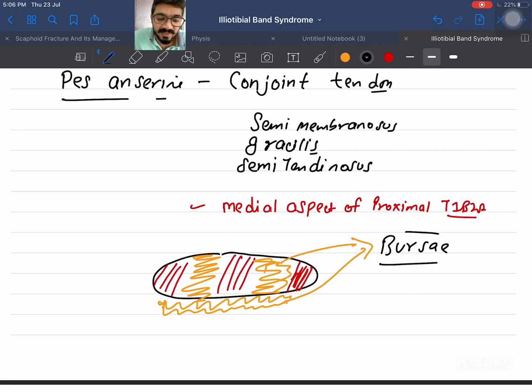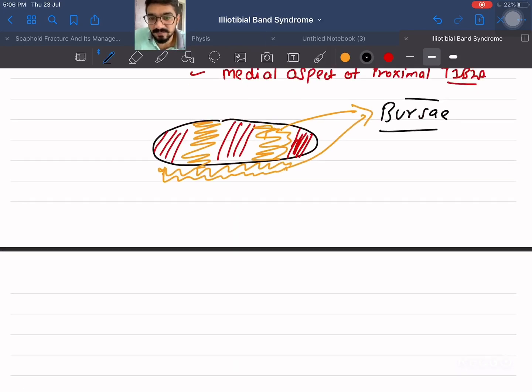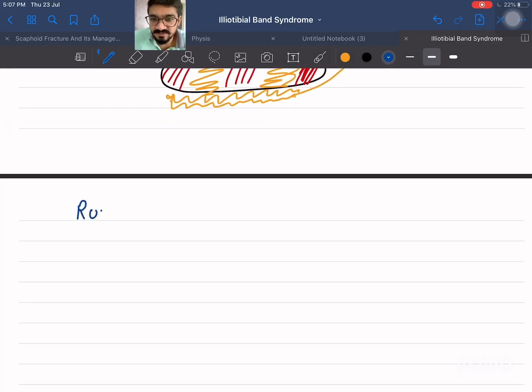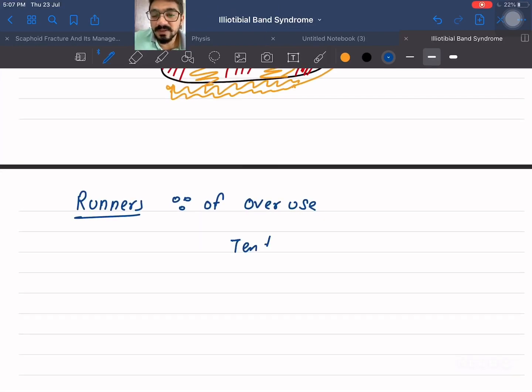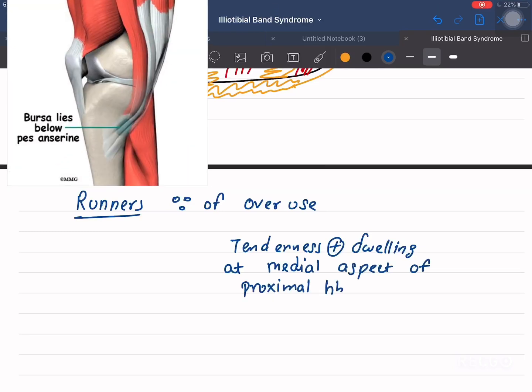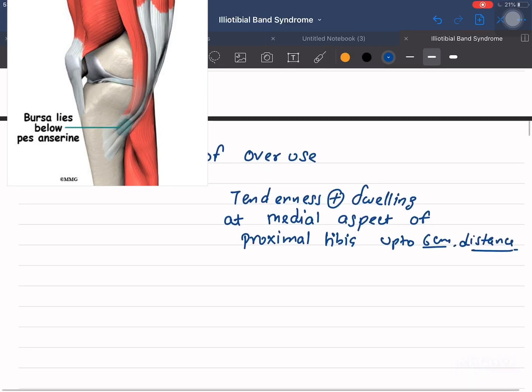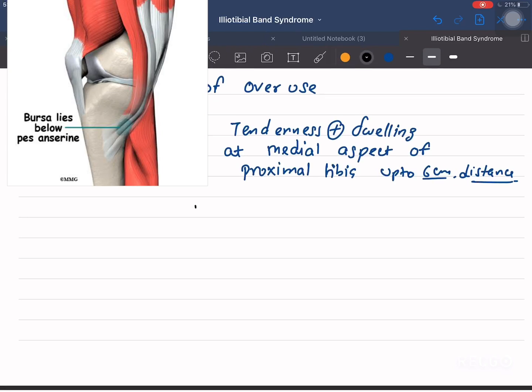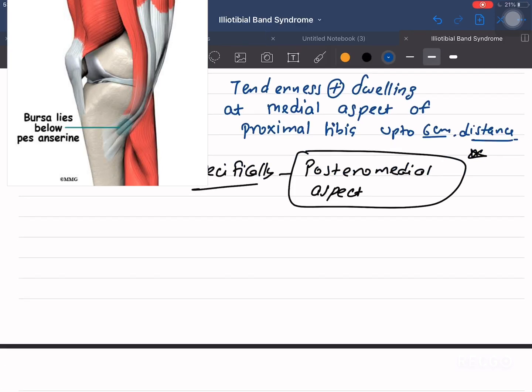And this bursa is the main part which undergoes inflammation or microtrauma in runners. Runners who are overdoing it undergo microtrauma, and there is pain, swelling and inflammation in this bursa. The tenderness and swelling occur specifically at the medial aspect of the proximal tibia, in the range of up to 6 centimeters. Specifically, this pain is over the posteromedial aspect. That is the main insertion point of these conjoined tendons.